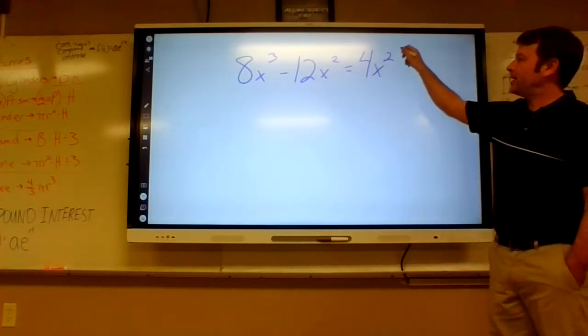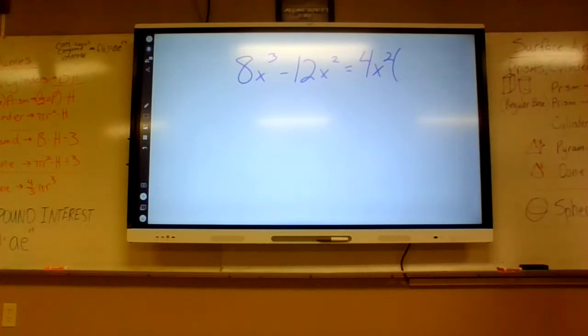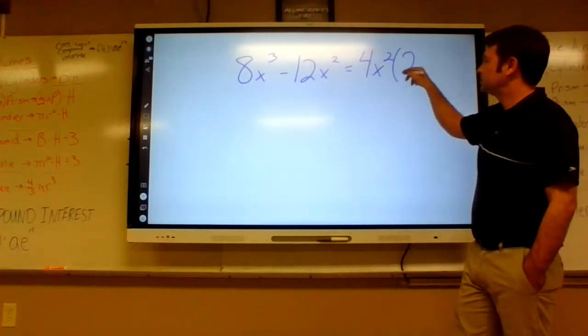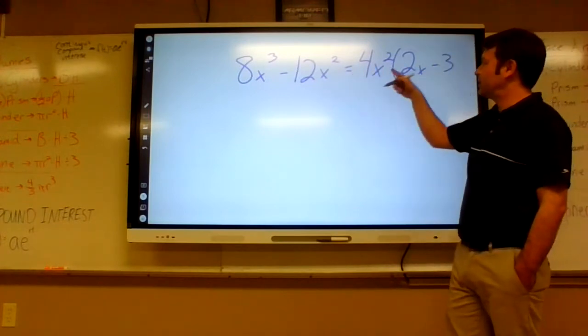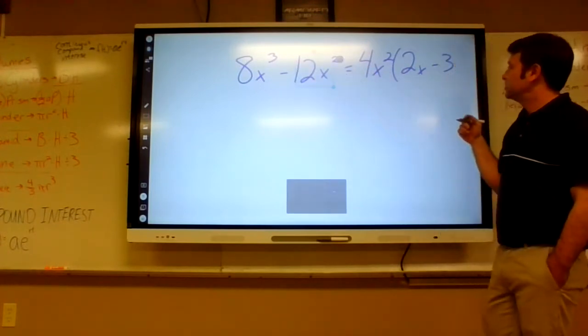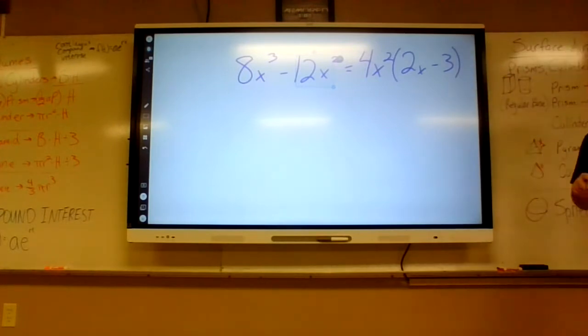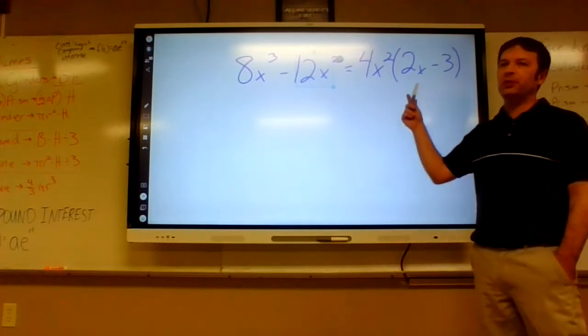So after you take that out, you put in parentheses what's left after you divide both of those by 4x squared. What's 12 divided by 4? It's 3. X squared divided by x squared is gone. Well, it's 1. But 1 times 3 is 3. Okay, that was the first thing that we learned.